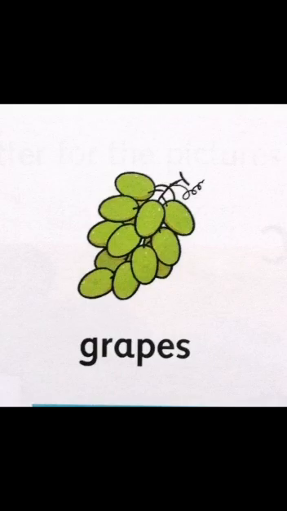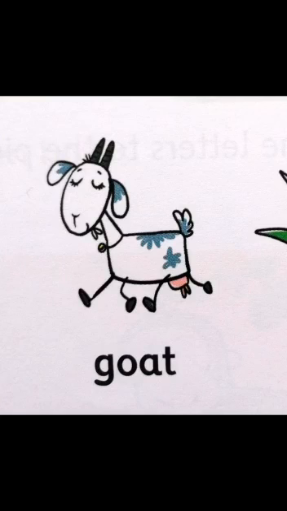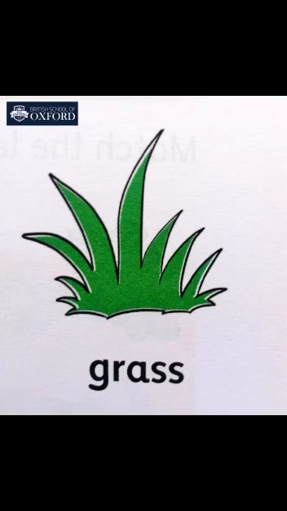Vocabulary word is here for you. Grapes. Student, do you like to eat grapes? Grapes. Read it with me. Next vocabulary word is for you. Girl. Its starting sound is g. Girl. Read it with me. And the next one is goat. Starting sound is g. The next vocabulary word is for you: grass, and grass color is green. So green starting letter is also g. Grass starting letter is also g.